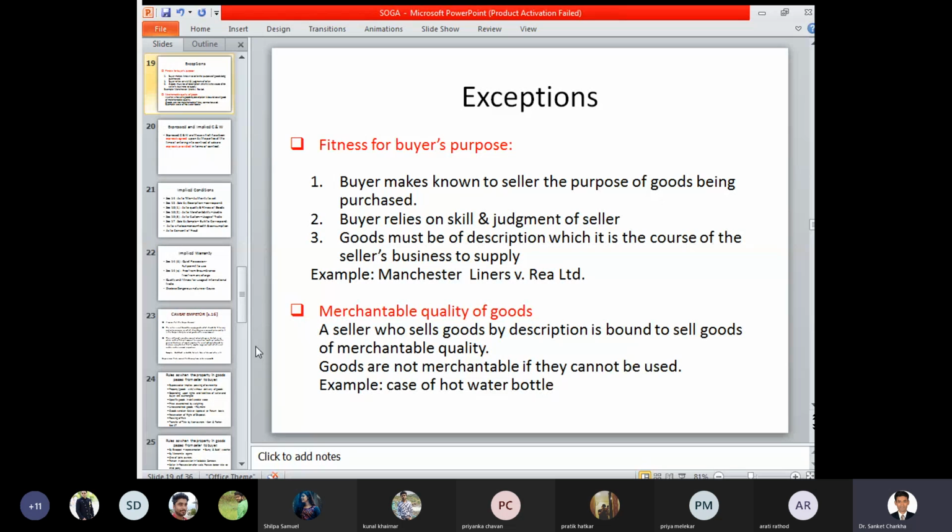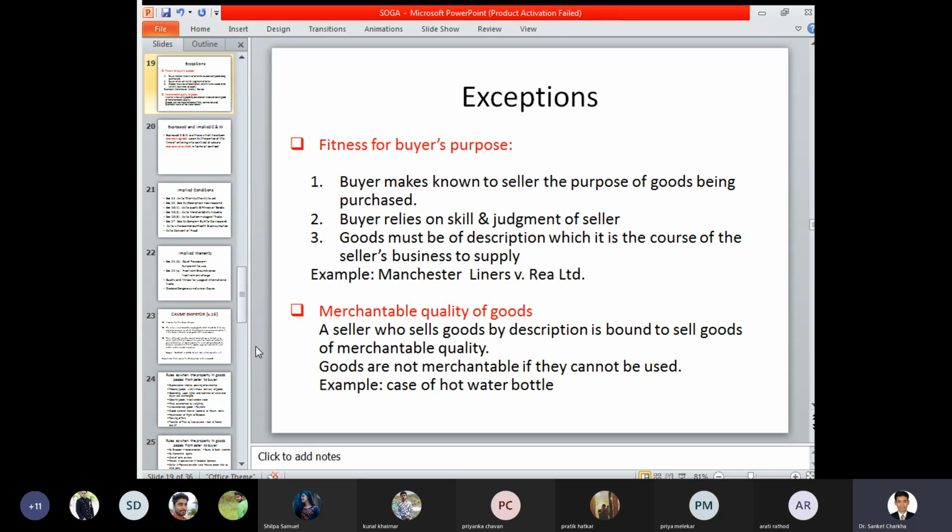There are various counters or outlets mentioned, and a display poster is also mentioned showing which wheat or which rice is of which quality, and what the pricing of those particular goods and services is. So it is completely the duty of that particular seller. A seller who sells goods by description is bound to sell goods of a merchantable quality only.